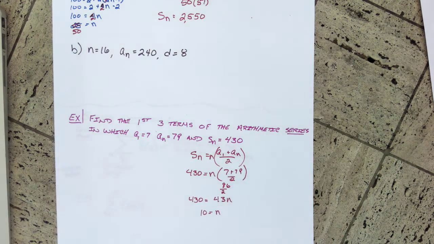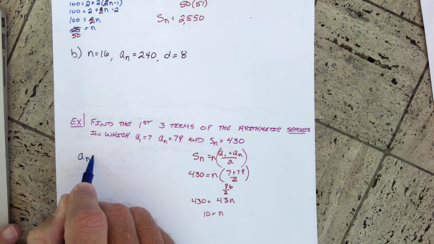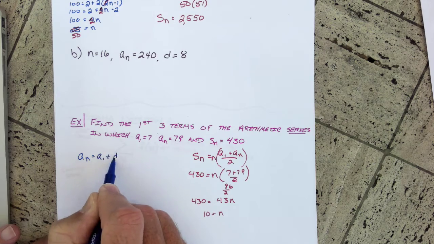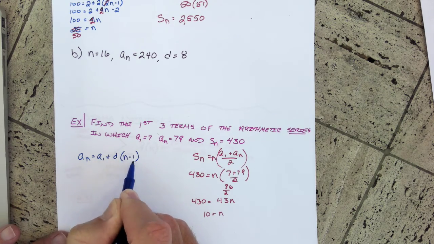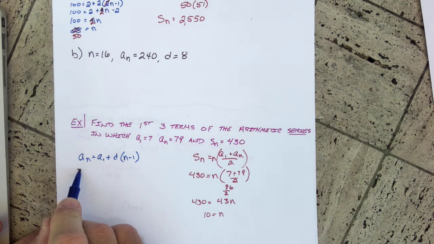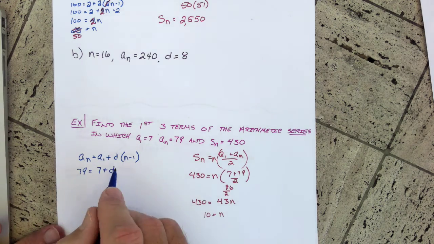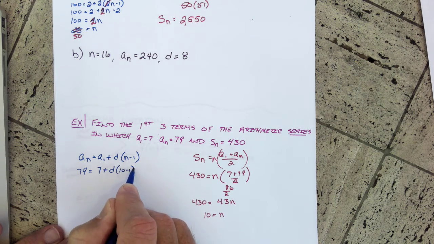So now what do we do with this? Well, if n is equal to 10, we can use this to help us find d. So now, back this way, going a little bit in reverse. Because we attempted this one first, we didn't know d, we didn't know n, we had two variables in one problem. But now look what we have. We got 79 equals 7 plus, don't know d yet, but we have 10 minus 1.